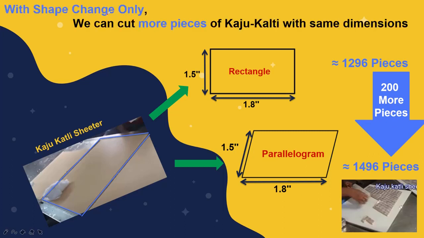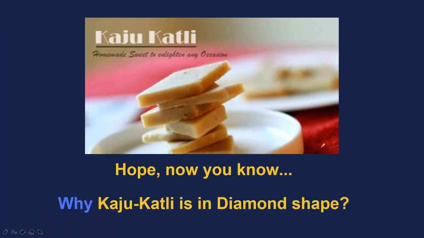With just a shape change, we can cut more pieces of Kaju Katli from the same sheeter. That's the reason why we make Kaju Katli in the shape of a parallelogram. See how mathematics is utilized to cut more pieces. Hope you know now why Kaju Katli is in the diamond shape.